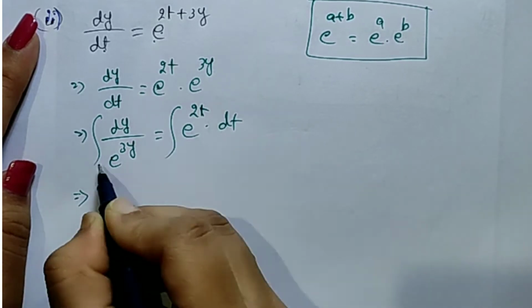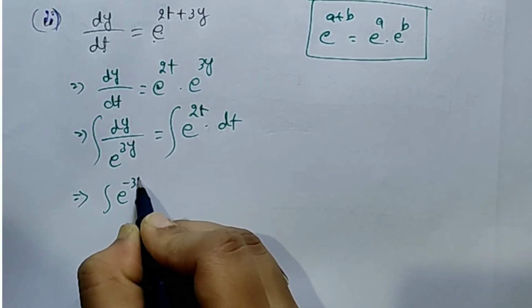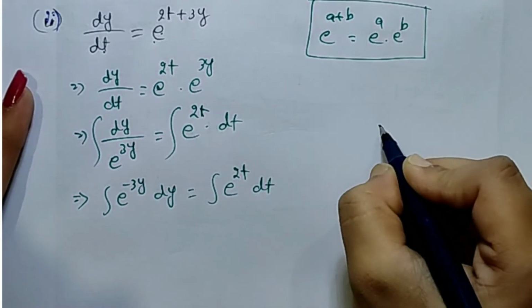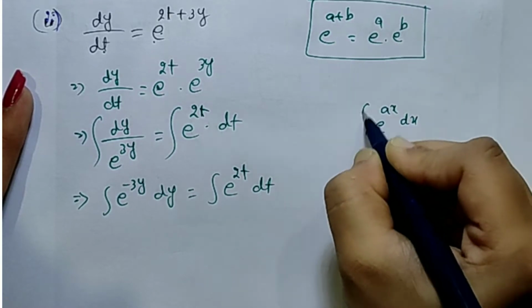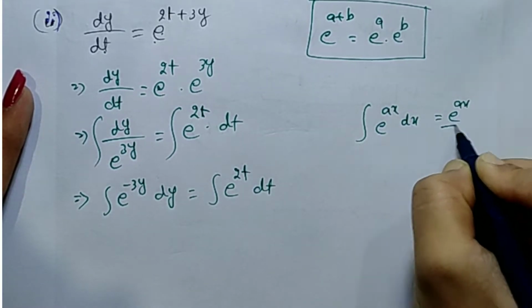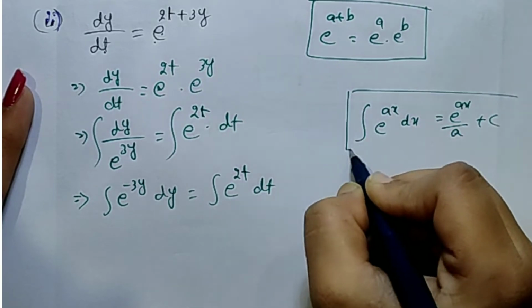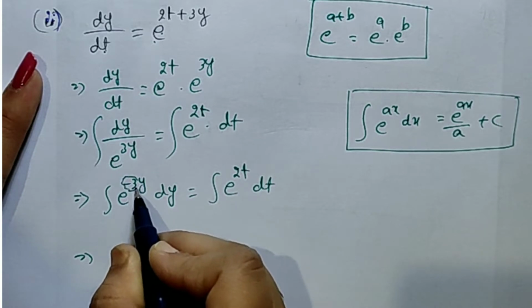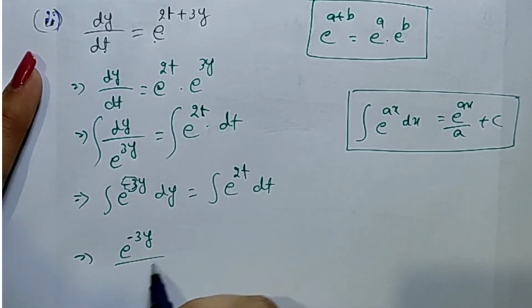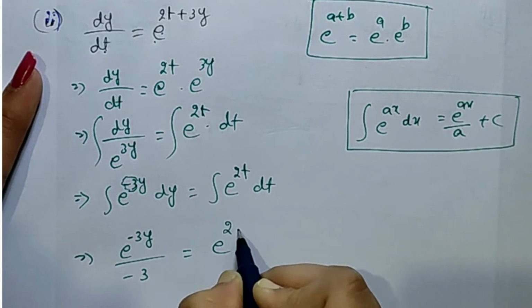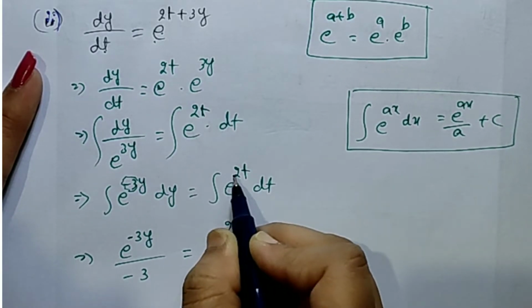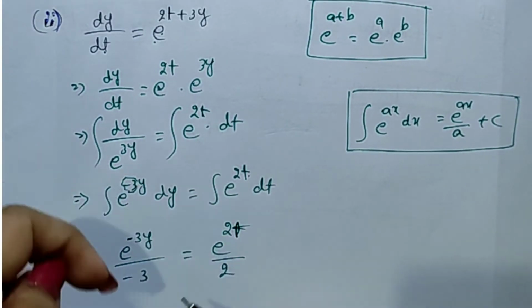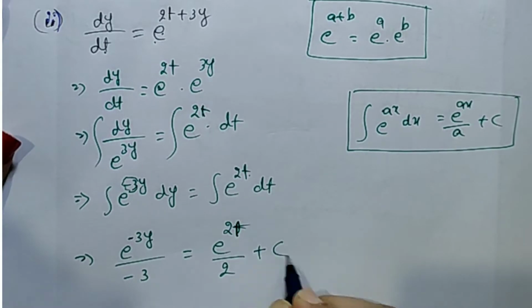Now taking integration on both sides, this will be the integral of e power minus 3y dy is equal to the integral of e power 2t dt. And we know the integration of e power ax dx is e power ax by a plus c. We know this formula. Okay, so here in e power minus 3y, the a value is minus 3. So e power minus 3y by minus 3 is equal to e power 2t by 2. Whatever the coefficient of the variable is, that is a. Here the y coefficient is minus 3, and here the t coefficient is 2, plus c.